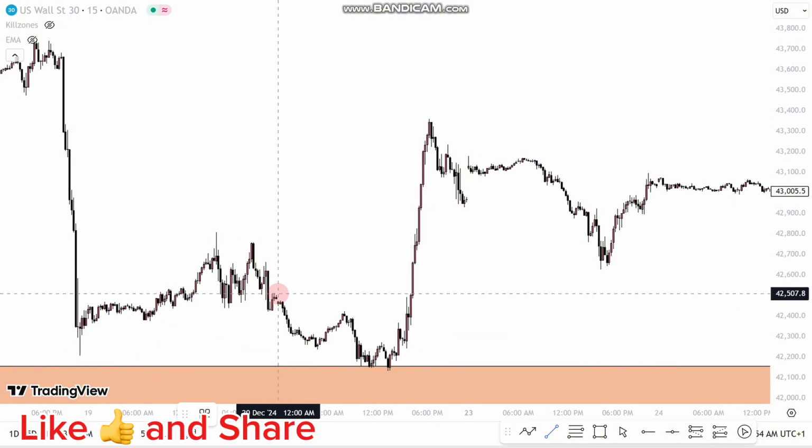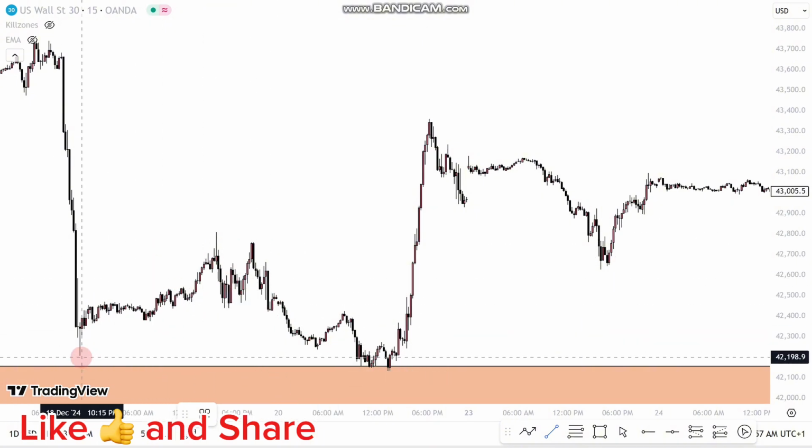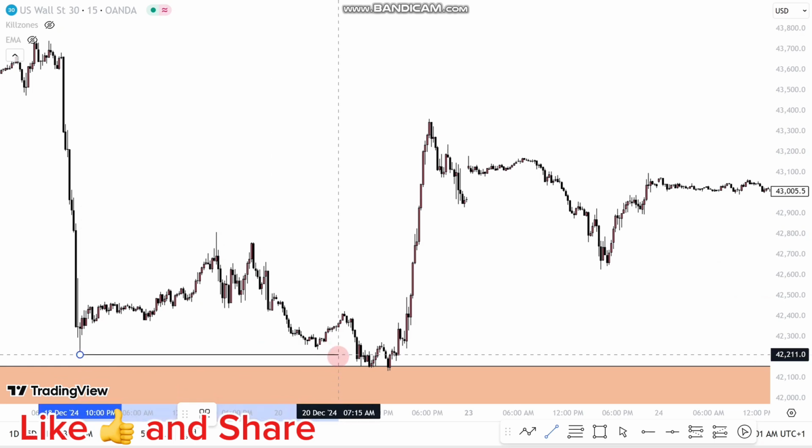So price engineered liquidity here. I was just very happy looking at the trade. I took this trade personally. I don't think I sent it out.